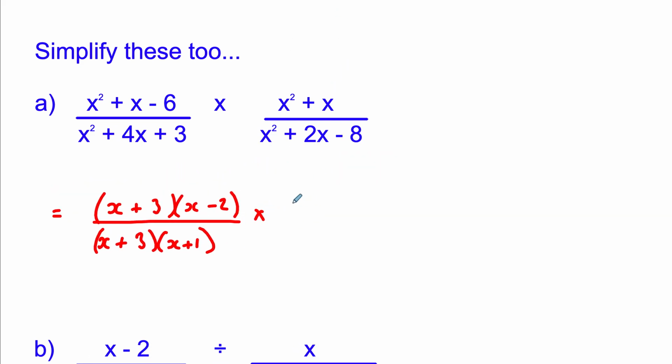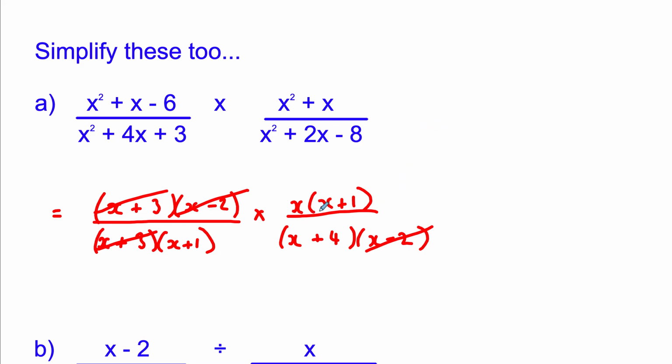x bracket x plus 1 and the bottom is going to be x and x, and it's going to be, we need a 4 and a 2, positive 4 and negative 2. You could write all these now together, bracket by bracket by bracket, or we can just cross cancel wherever possible. So the x plus 3s are going to cancel. I've got an x minus 2 on the top and an x minus 2 on the bottom. I've got an x plus 1 on the top and an x plus 1 on the bottom, and so that is just going to leave us with x over x plus 4.